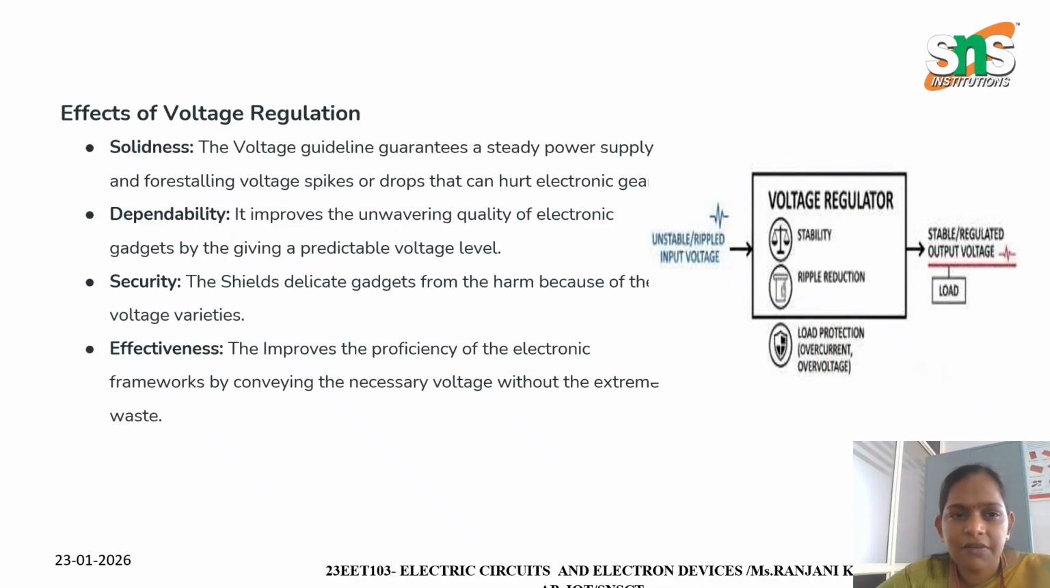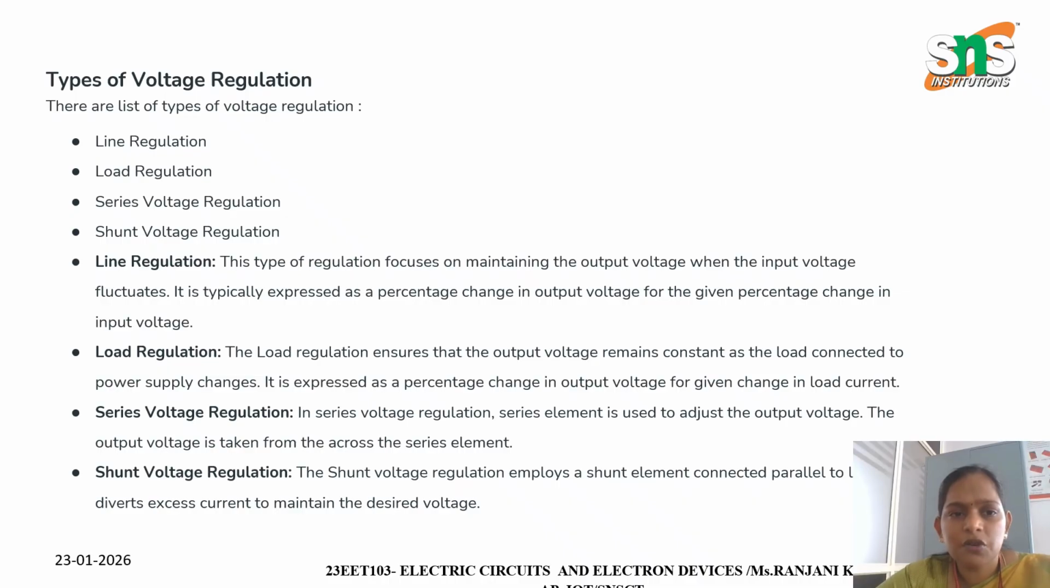Next, let us see the effects of voltage regulation: stability, dependability, security, and effectiveness. These are the main effects of voltage regulation. So we have to maintain stability, and we have to eradicate the ripples. Next, these are the types of voltage regulation: line regulation, load regulation, series and shunt regulation.